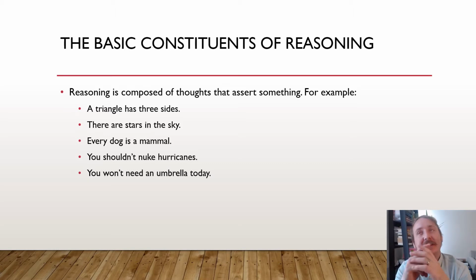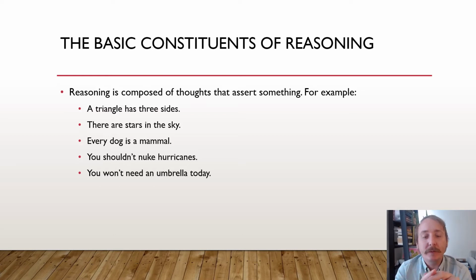Each of these thoughts asserts something. And by assert something, I mean they say the world is a certain way, right? And as a result, they are what philosophers call truth apt. They're the kind of statement that can be true or false.